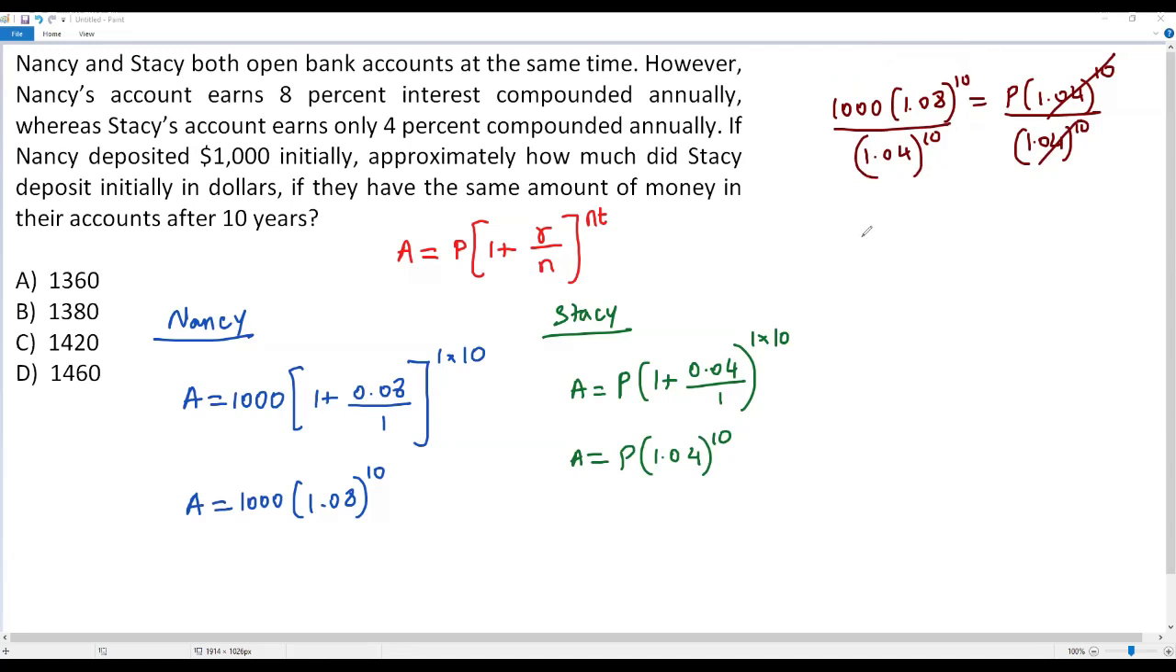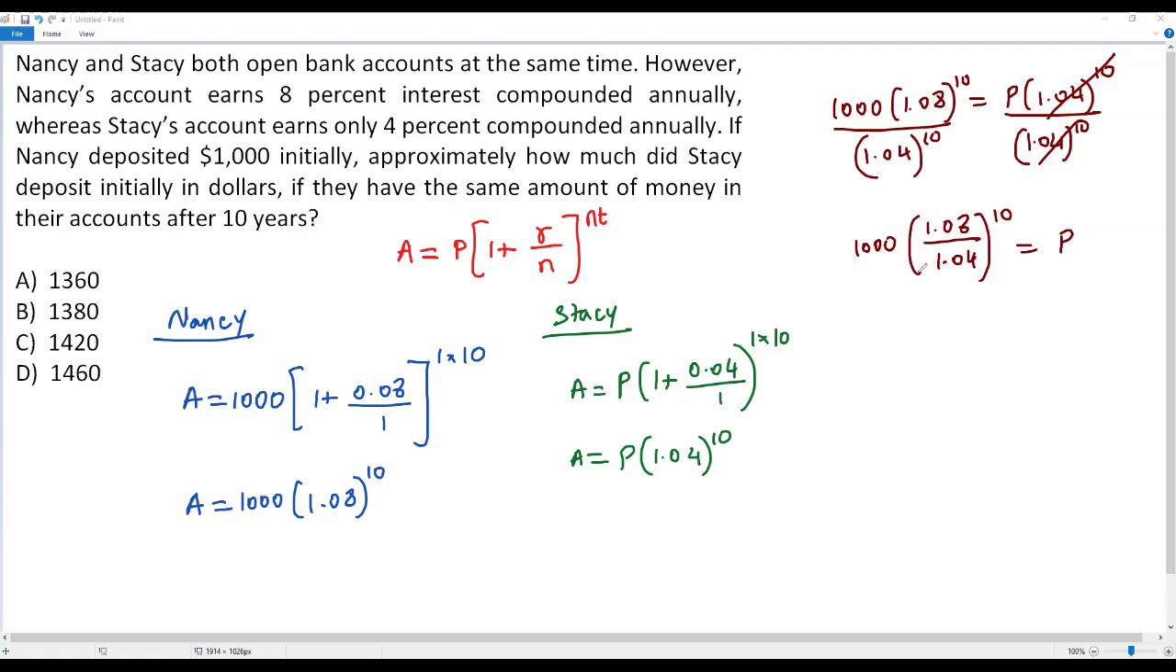But before that, I think we can do one more thing. Both of these have the same exponent, 10, so we can write this exponent 10 in common. Then we get 1000 times (1.08 divided by 1.04) raised to the power of 10 equals P, on the right side. Now let me do some calculations. Here we can use a calculator to get the value of this fraction. We have to divide 1.08 by 1.04, raise that value to the power of 10, and multiply the result by 1000.